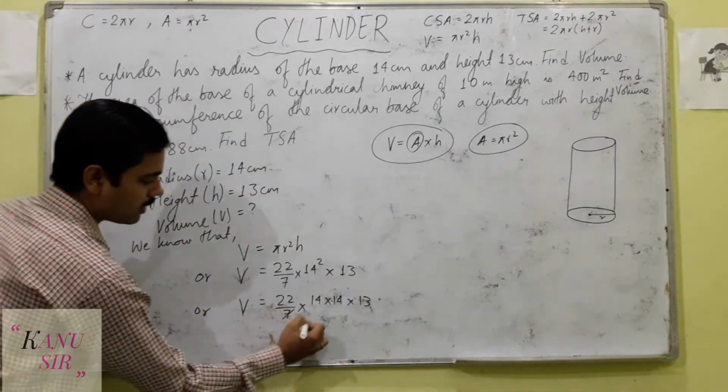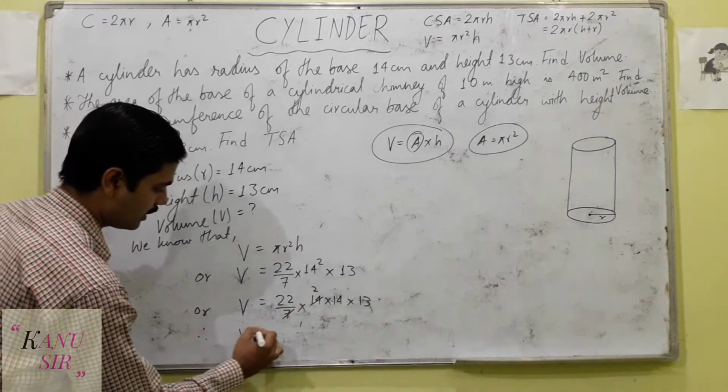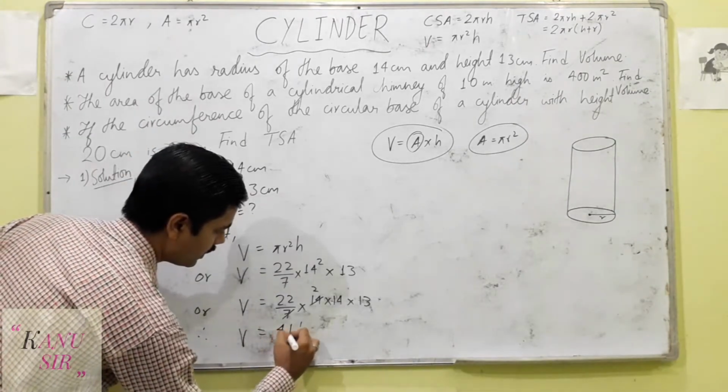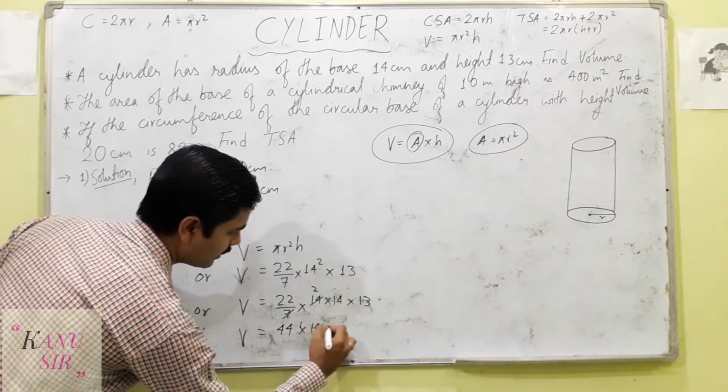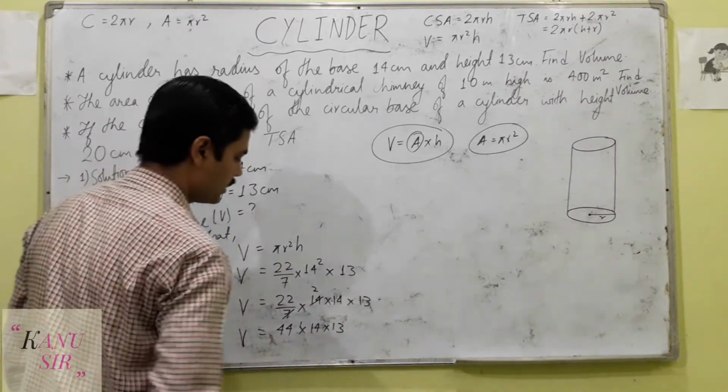So 7 times 1, 7 times 2 is 14. Therefore, the value of V you get is 44, 14 into 13. 22 times 2 is 44, 14 into 13.